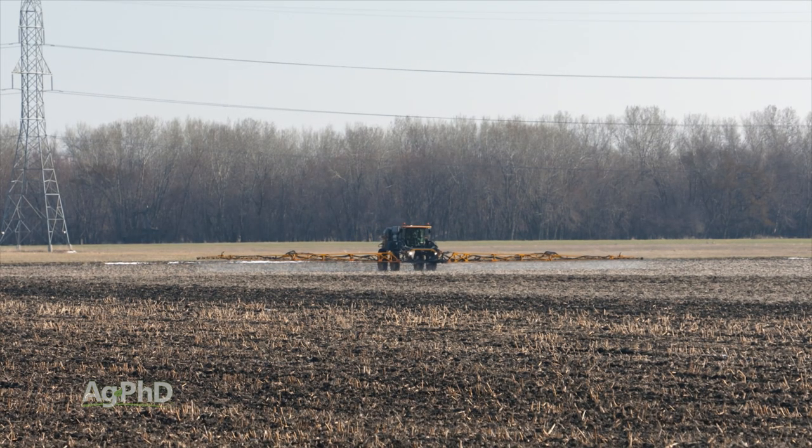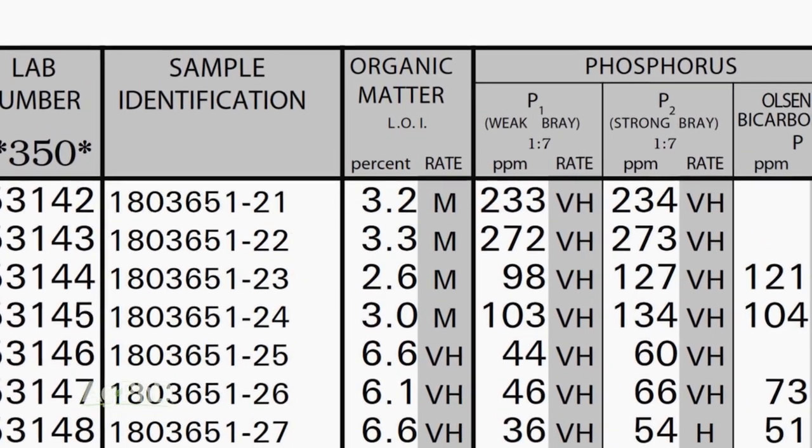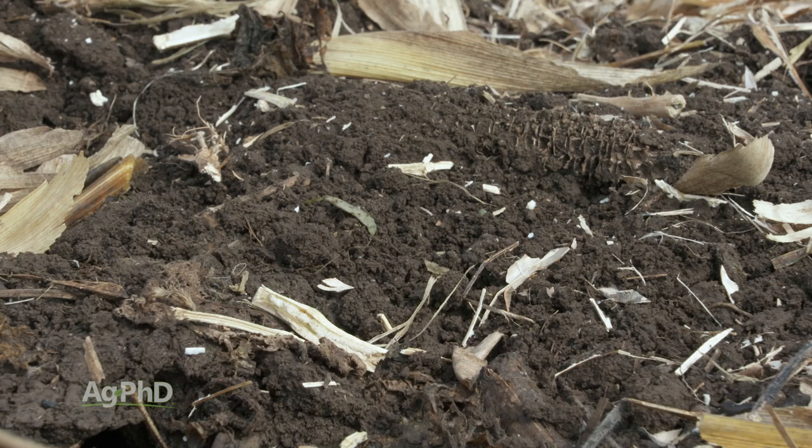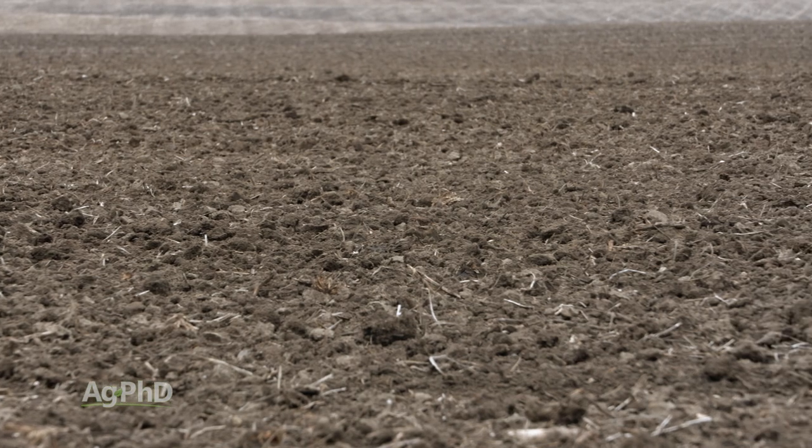The next thing is soil organic matter. Basically, the more organic matter you have in your soil, the more your soil kind of acts like a sponge. It can take water in and release water. It will not compact as easily if you have more organic matter. So ideally, I'd love to have 5%, maybe even 7% organic matter.